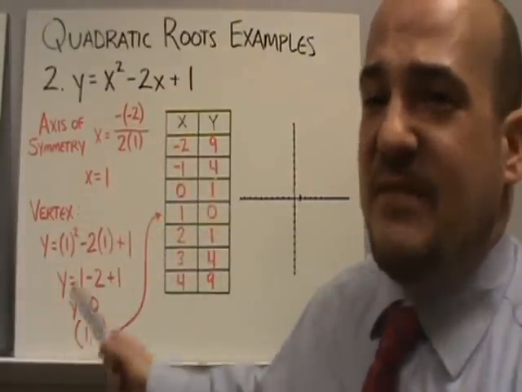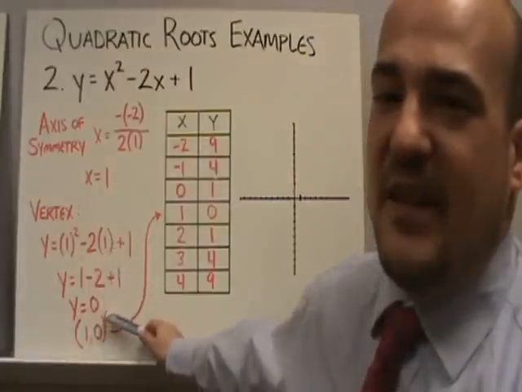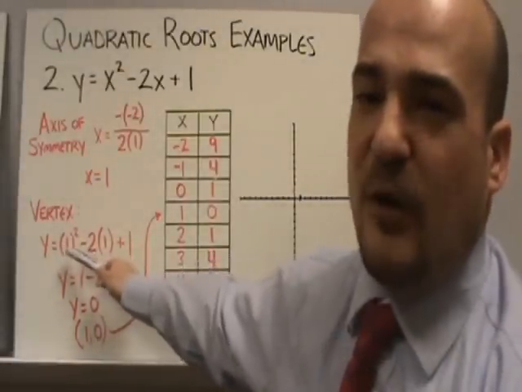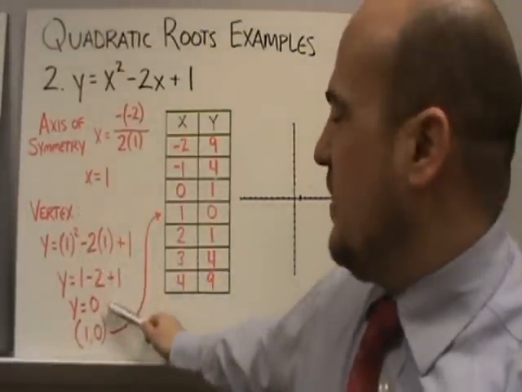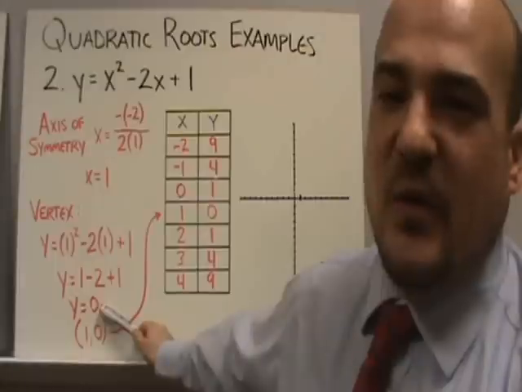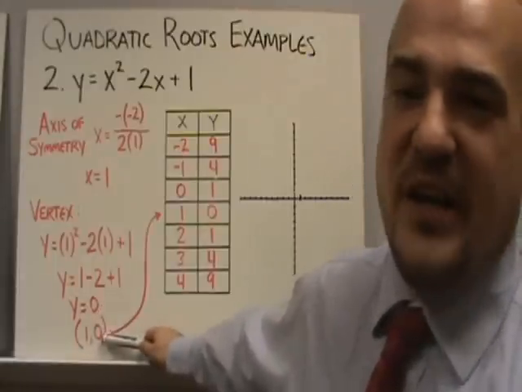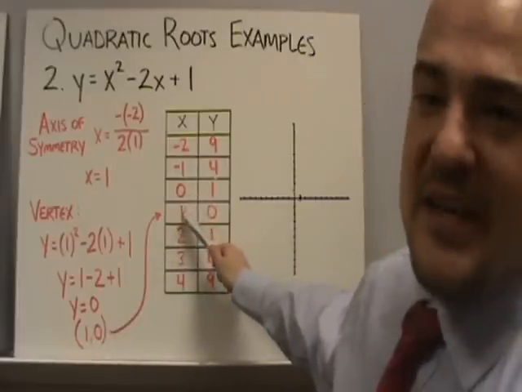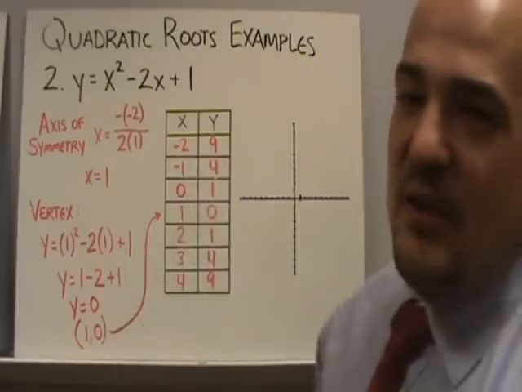So now that I know the x value at the vertex, I need to plug that in to find the y value at the vertex. So I just plugged in 1 for all the x's, solved that equation down, and I got y equals 0. So my vertex then is 1, 0. I went ahead and put that in my table of values. My x is 1, my y is 0.